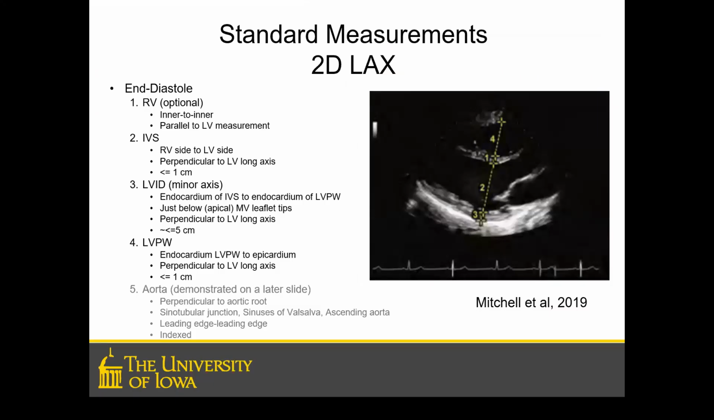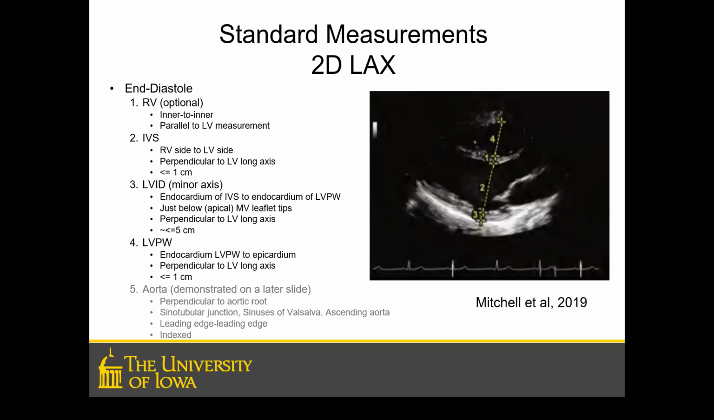So here are the standard measurements from the parasternal long axis. There's the RV; these are linear measurements. The RV is optional. Some labs do this, some labs do not. I just need to tell you, it's done parallel to where your LV measurement was, and it's inner to inner, so the interface of endocardium to chamber on both sides.